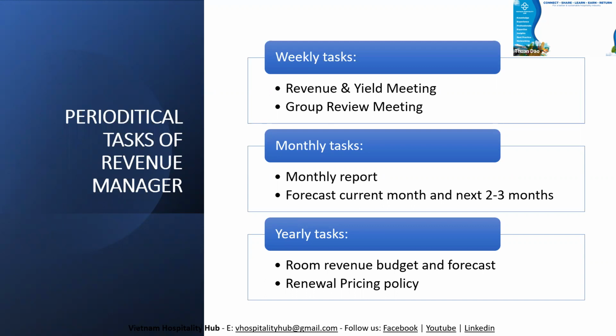For the monthly task, revenue has to do the monthly reports, a summary of the KPIs and the achievement of the month compared to the budget and compared to the forecast. Also any special events that need to be highlighted. Then at the end of the month, revenue has to do the forecast for the next month, I mean the next 60 days or next 90 days, depending on each hotel. The forecast is actually done every month, like at the end of the month.